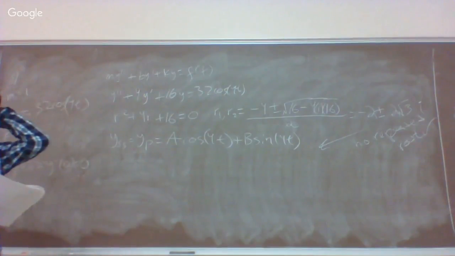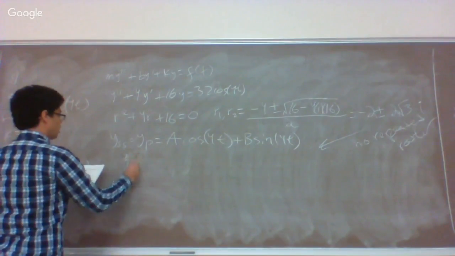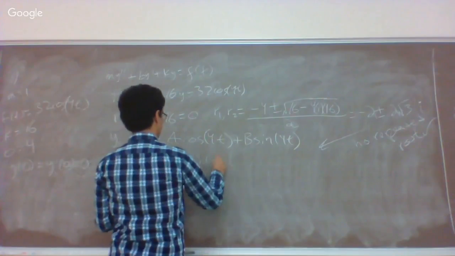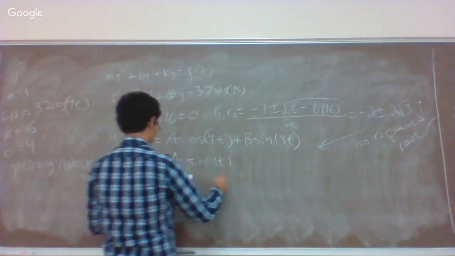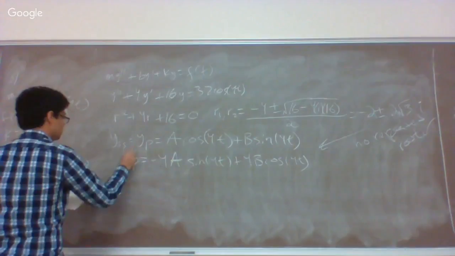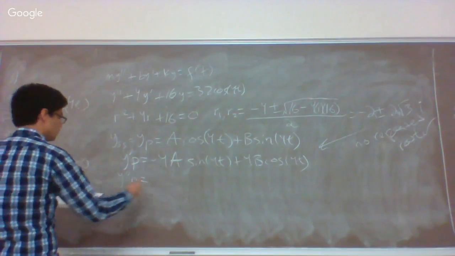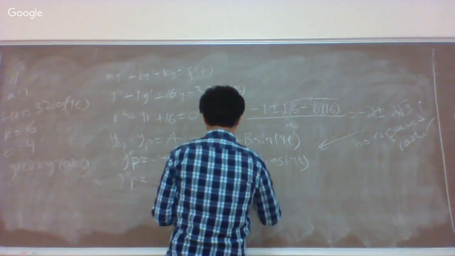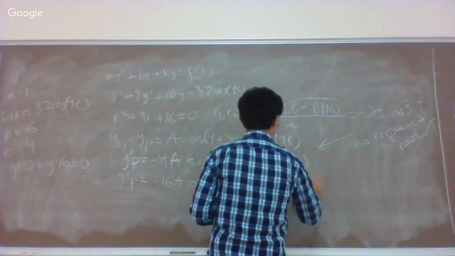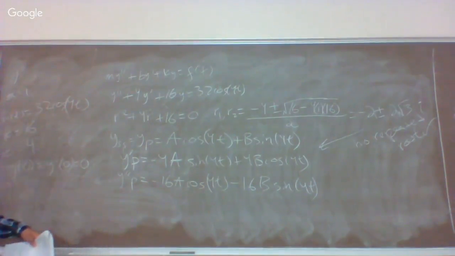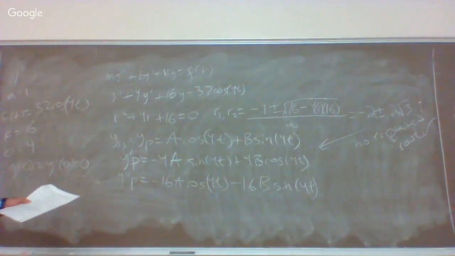Any questions on that? y prime of p is equal to negative 4a sine of 4t plus 4b cosine of 4t. y double prime of p is negative 16a cosine of 4t minus 16b sine of 4t. So I'm just going to, are you guys good with this? I'm going to multiply a 4 to the y prime.